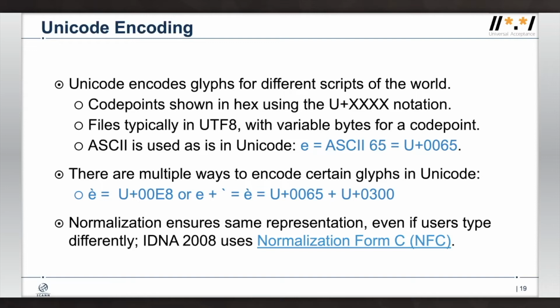It has multiple normalization forms, but IDNA 2008 uses NFC, normalization form C, which would map these two strings onto 00E8. So even if you enter 0065 plus 0300 and do an NFC conversion in your programming language, it will convert that to 00E8.